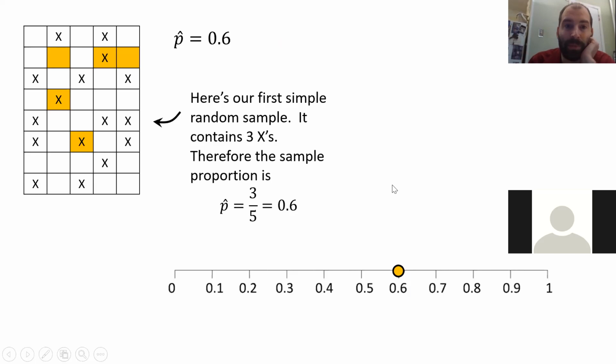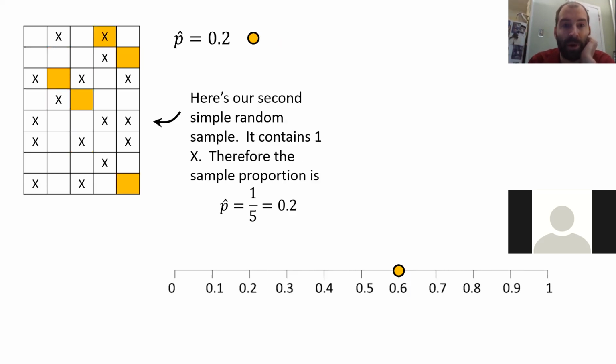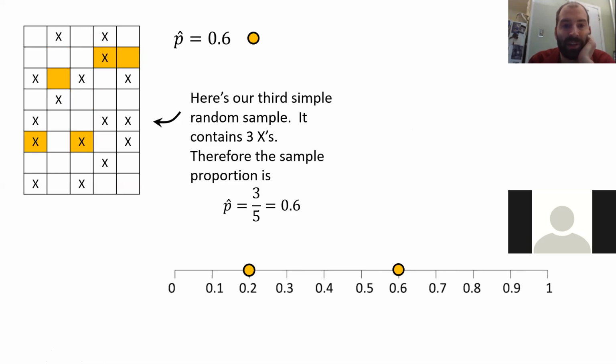Now let's take another sample. So I had StatCrunch do another simple random sample, and here's what it came up with. And in this sample, it contains 1 x. Therefore, the sample proportion is 1 out of 5. That's 0.2. So let's mark that down right over there. All right, and then I did a third sample. Third sample contains 3 x's. So the sample proportion is 3 out of 5. That's 0.6 again. So mark that down right over there.